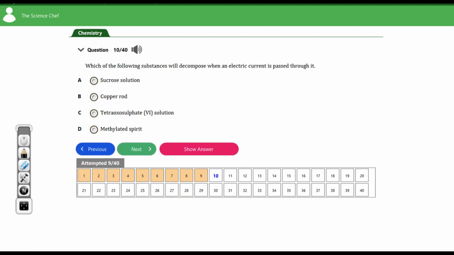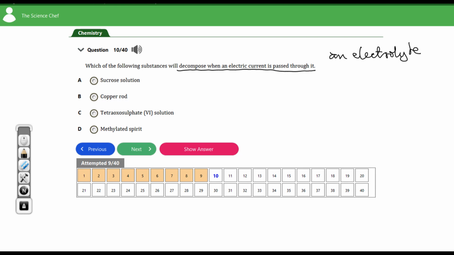Our last question for today. Which of the following substances will decompose when an electric current is passed through it? Now, for a substance to decompose when an electric current passes through it, it means that that substance must be an electrolyte. Because even if it is a conductor in the solid state, like metal or graphite, it will not decompose, right? Solid conductors do not decompose. It is only electrolytic conductors that decompose when an electric current is passed through them, right?